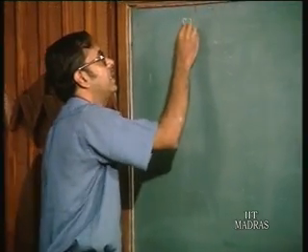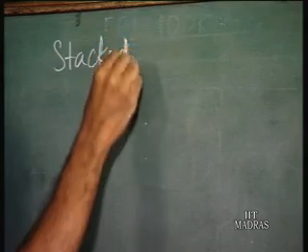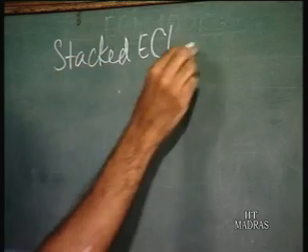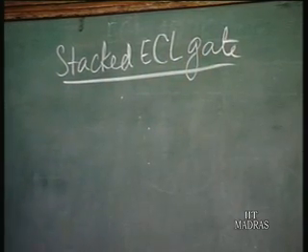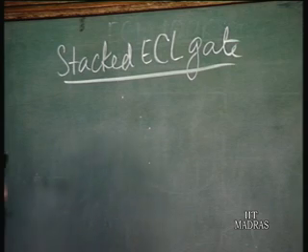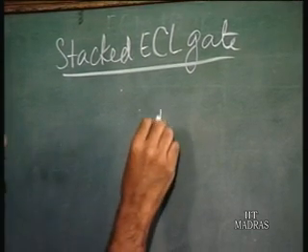The way we can do it is by using a stacked ECL gate. So, you are already aware of the stacked I squared L gate. So, this is a similar concept as such. So, let us see how this works.